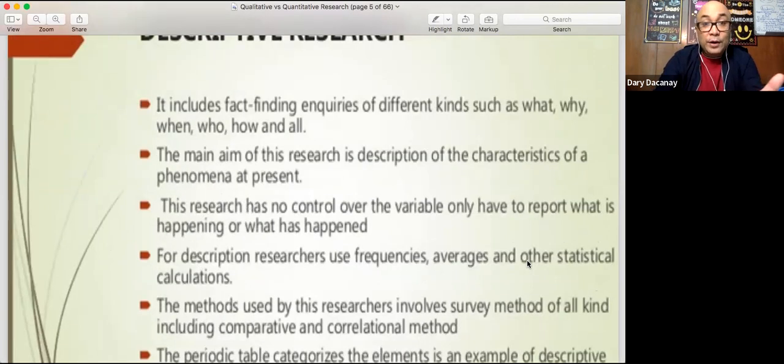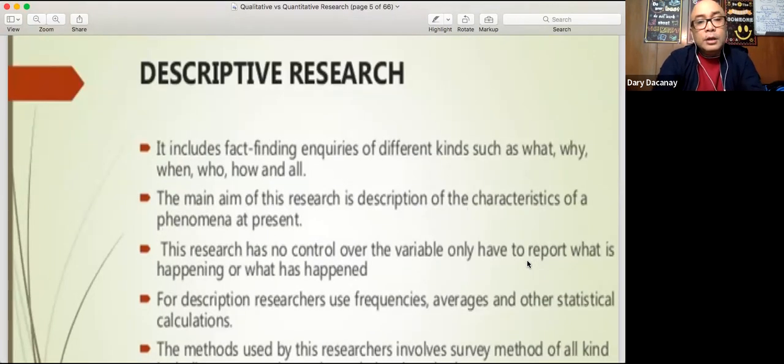Now, it's very lengthy here. Fact-finding inquiries of different kinds, such as the what, why, when, who, how, and all. And the very main aim of this research is descriptions of characteristics of a phenomenon at present. Ito talaga yung pang-qualitative research, no? Has no control over the variable, only has to report what is happening or what has happened.